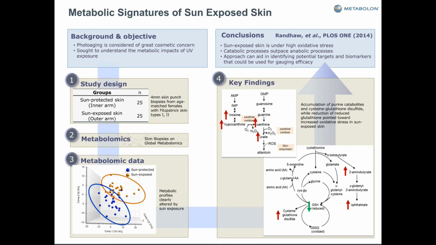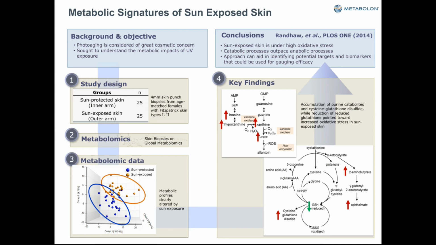Those represent the sun-protected and sun-exposed skin, and we have 25 samples per group. This is very important because humans tend to have a lot more biological variation, and we really want to have a higher number to make sure we can detect the differences between the experimental groups. Those skin biopsies were run on the global metabolomic platform.